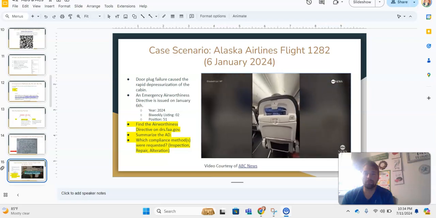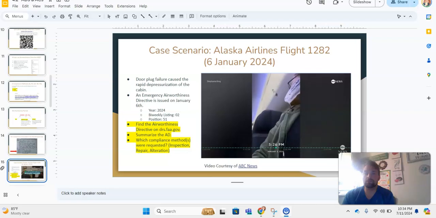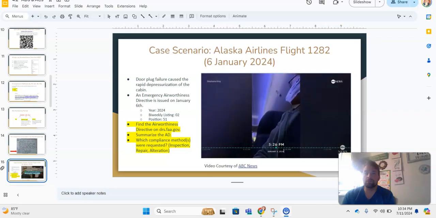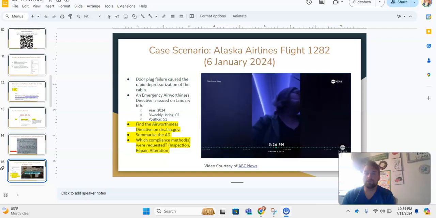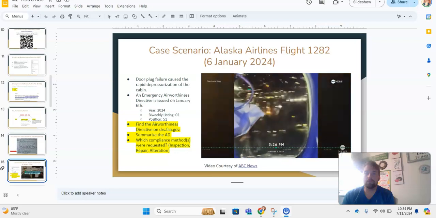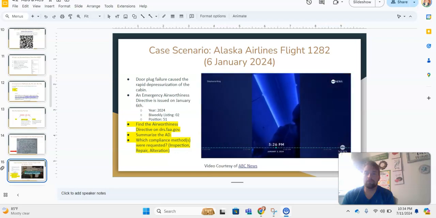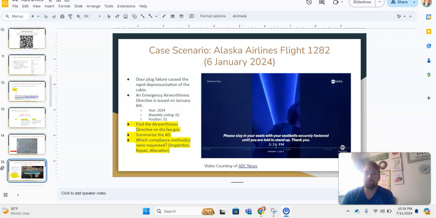Portland Control Tower clears Alaska Airlines 1282 for emergency landing. It's now 5:26 p.m. local time. Just 20 minutes after the plane has taken off from Portland Airport, it touches down again. Passenger Stephanie Kidd captures this footage of the emergency landing. Folks, please stay in your seats with your seatbelt securely fastened until you are told to stand up.